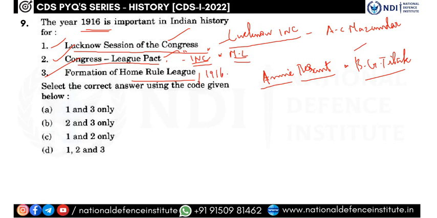So in the same year, 3 important things happened: the Lucknow session, the Congress League Pact, and also the formation of Home Rule League. All the 3 things happened. They are asking for the correct answer. The answer is D, 1, 2, and 3.